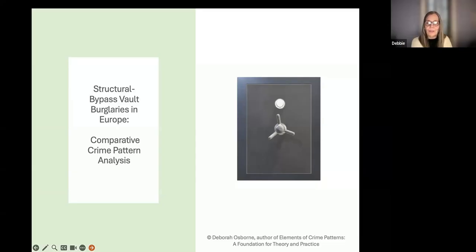Yes, and I am interested in this because my book, Elements of Crime Patterns, will help people identify things like this better and give a common language. It's foundational, so the book doesn't have everything like this in it, and it doesn't go into exactly how to use it. That's why I'm doing videos like this. So next slide, Sandra.